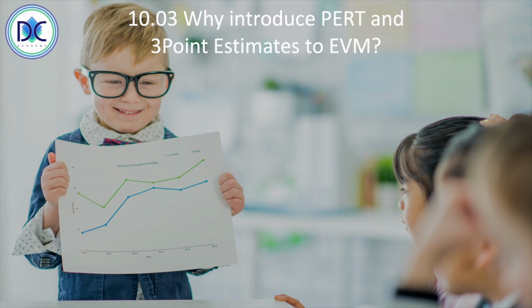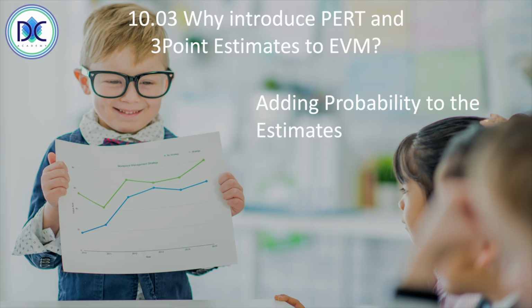In the previous lessons and a few lessons ago, we were defining the different estimates at completion, and we found some very interesting parameters. We looked at the different estimates and named them optimistic, probable, and pessimistic estimates. And I asked the question, why don't we in fact introduce PERT and 3-point estimates to earned value management? What we're going to do here is add probability to the different estimates.